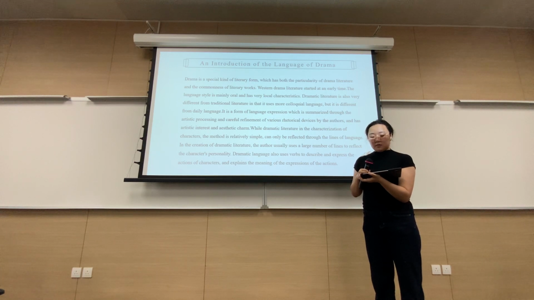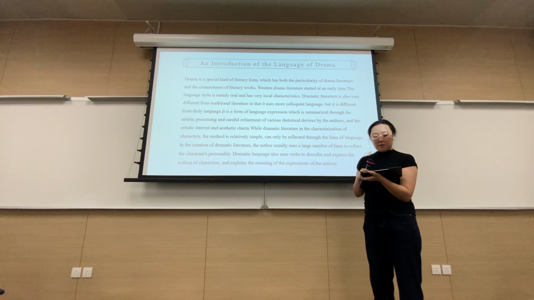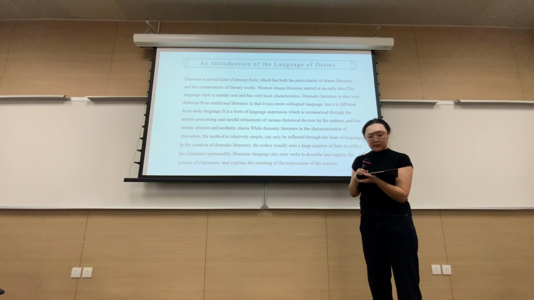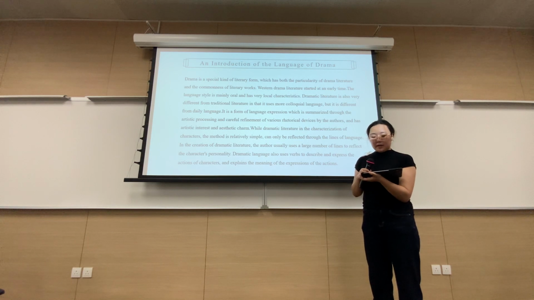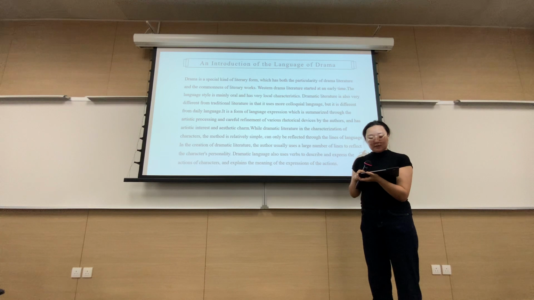Dramatic literature is also very different from traditional literature in that it uses more colloquial language, but it is different from daily language. It is a form of language expression which is summarized through artistic processing and careful refinement of various rhetorical devices by the authors, and has artistic interest and aesthetic charm.